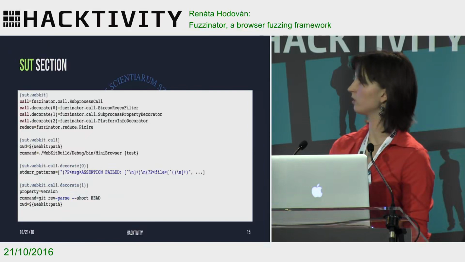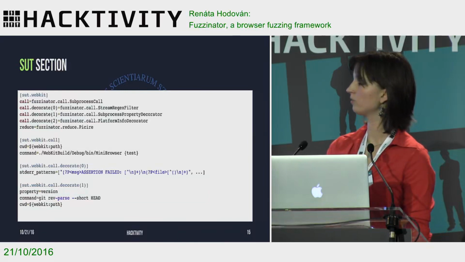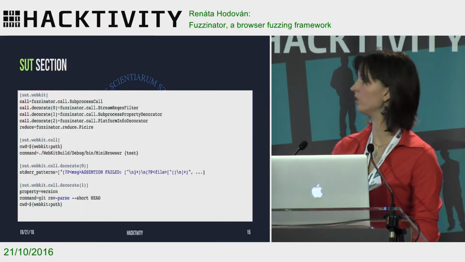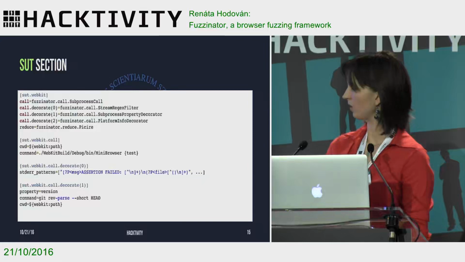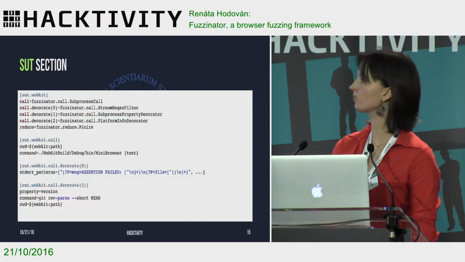The section name is built from the original should section name plus the call postfix. Subprocess call in this case will receive a current working directory value and a command value, which describes how WebKit, or rather the mini browser, can be started. As you can see, there is a test keyword here, which will be replaced in every iteration by the framework itself.